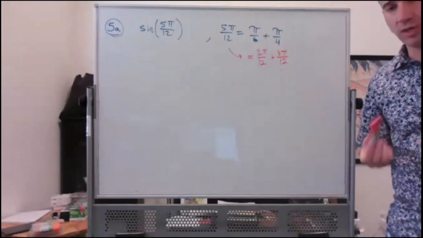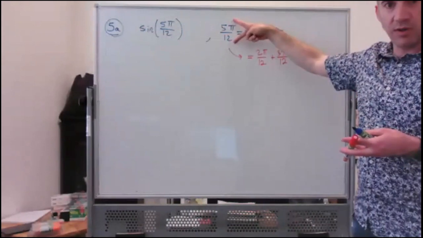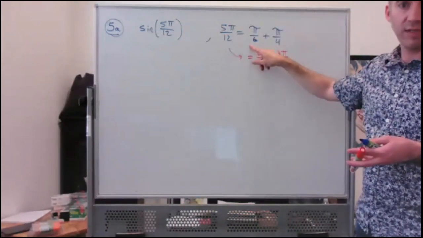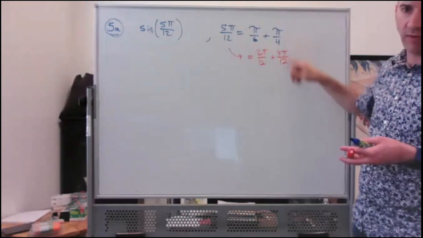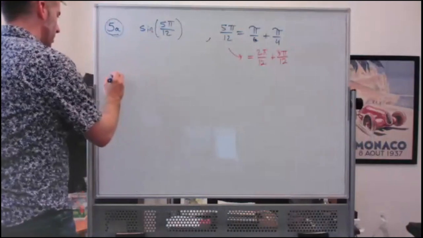And again, when you're doing this, you're trying to look for fractions that add up to what you're starting with and that reduce. 2 pi over 12 reduces to pi over 6, 3 pi over 12 reduces to pi over 4. And then we're just going to use the formula, which is indeed given.